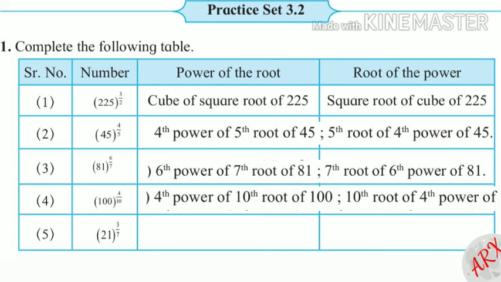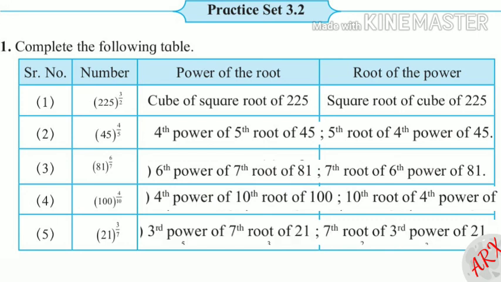Now fourth, 100 raised to 4 upon 10. So answer will be 4th power of 10th root of 100 and 10th root of 4th power of 100. Now fifth, 21 raised to 3 upon 7. Then answer will be 3rd power of 7th root of 21 and 7th root of 3rd power of 21. You can also write cube of 7th root of 21 or 7th root of cube of 21.